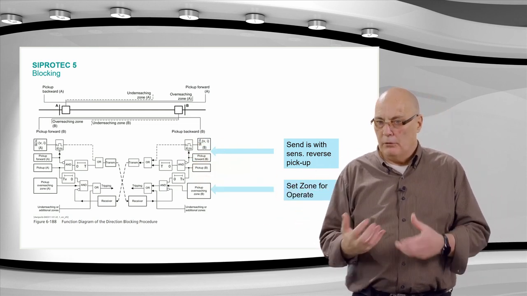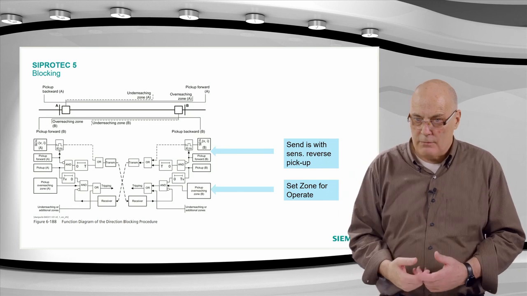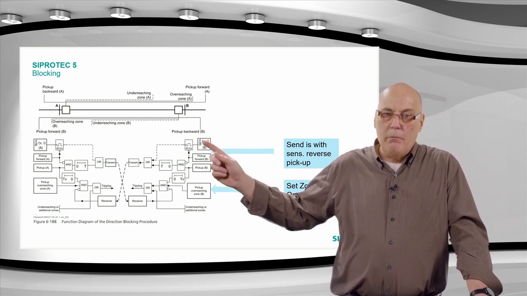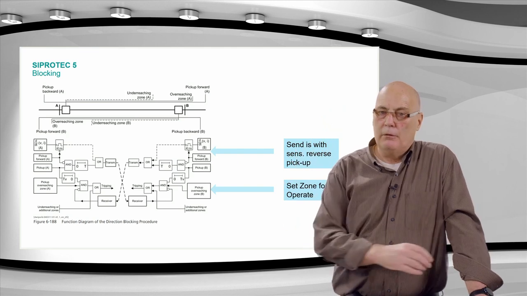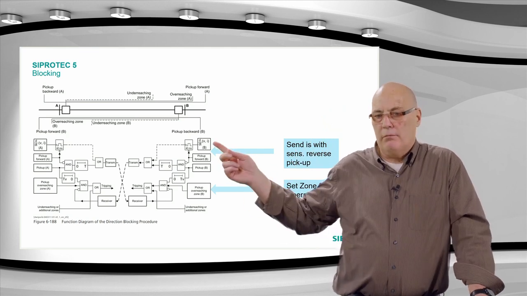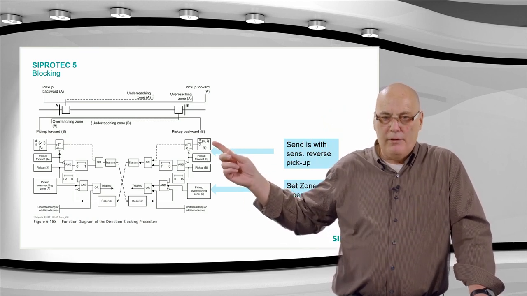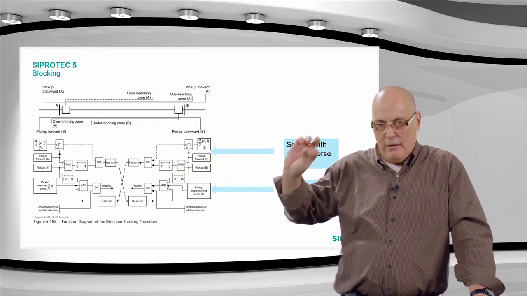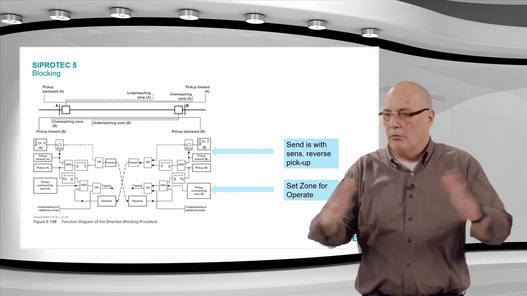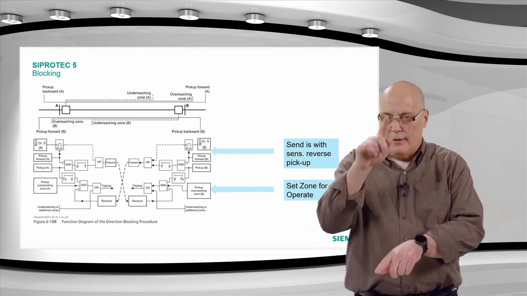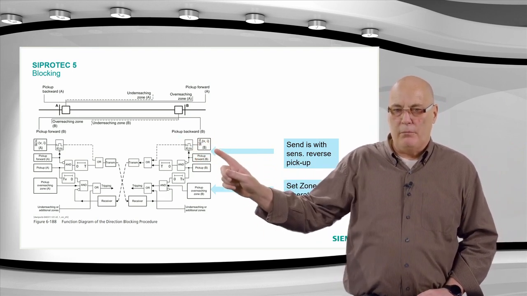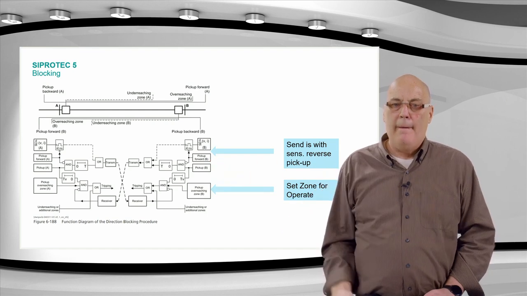And then you see at the top here an add-on which is not classic blocking scheme. It's an option that you can apply together with a blocking scheme, so-called jump blocking. The jump blocking will send immediately at fault inception. That is extremely fast, about maybe 15 milliseconds faster than normal pickup, but it comes on a sampled value immediately. It does not have to filter out anything. It comes on the delta at the fault inception. You can see the delta. So it's approximately 15 milliseconds faster than the pickup here.